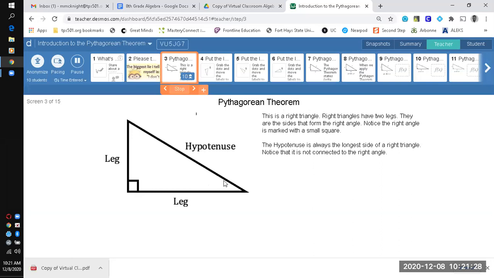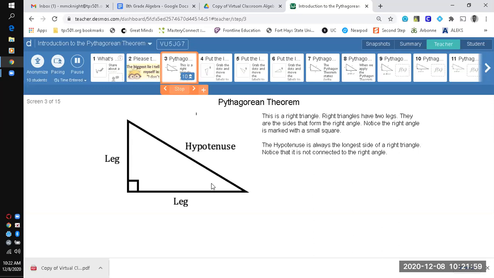And then that long side, we call it the hypotenuse. The hypotenuse is the longest side of the triangle. All right, and then the two legs are the two sides that form the right angle. So we see that right angle, those two legs form the right angle. Then if we connect the two ends of those legs, we get the hypotenuse, and it's the longest side of a triangle.